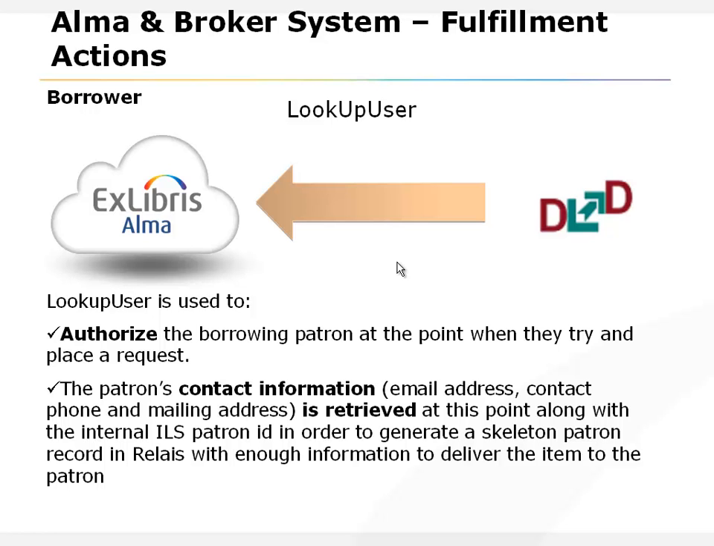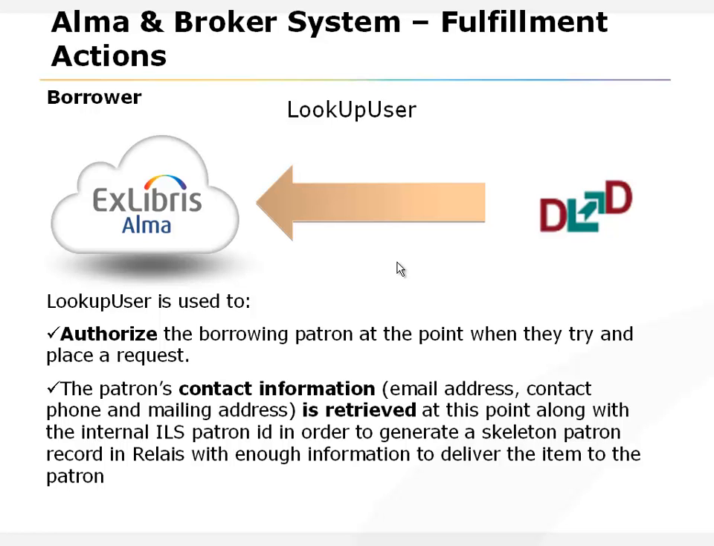And the first message that may be used is the lookup user. This message is not used by all broker systems, but may be used by some, for example, the Relay UTD system. And the lookup user is going to be used, where it is used, by the broker system to get information about the requesting patron.